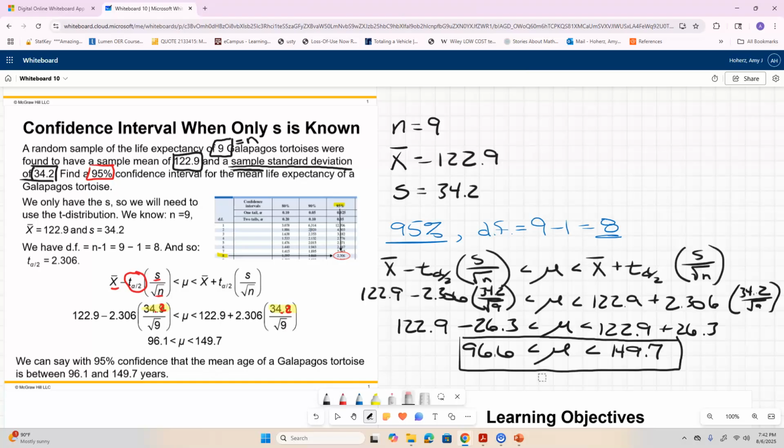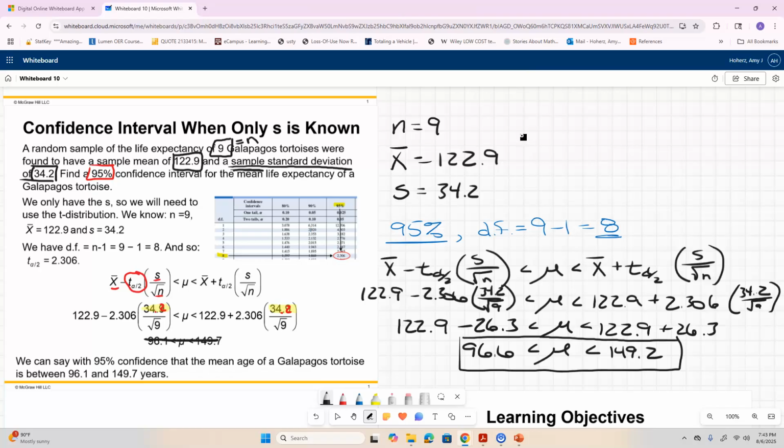So that means our number on the right side here isn't correct. Let's fix that. Okay, so this would be 122.9 plus 26.3, because I was just looking at the answer before. So it's 149.2, not 149.7. Okay, we'll cross that off here too.